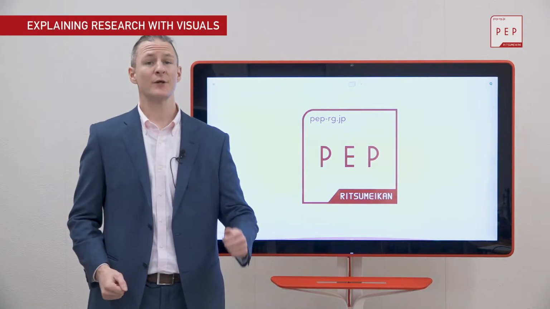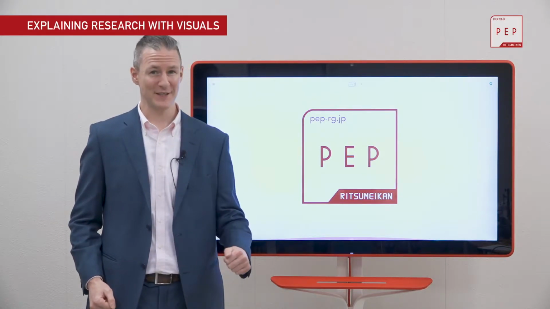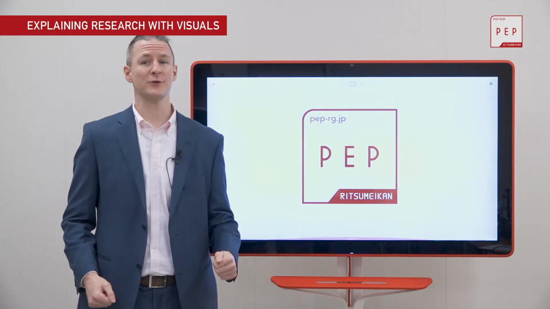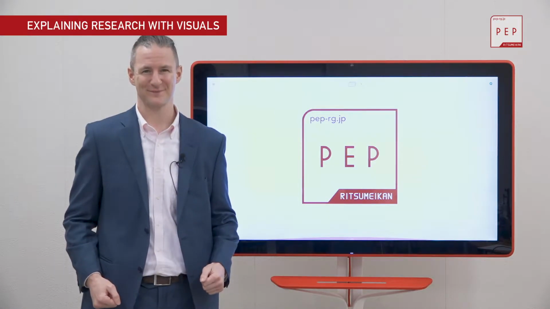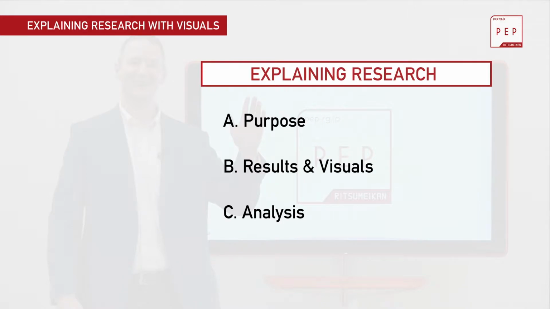In this lesson, you will learn important points and key phrases for explaining your research using visuals, such as slides and graphs. When showing your visuals, make sure to explain the purpose of your research. Use gestures and simple phrases to help the audience focus on the important results of your research. And explain your analysis of the data and the results as clearly as possible.